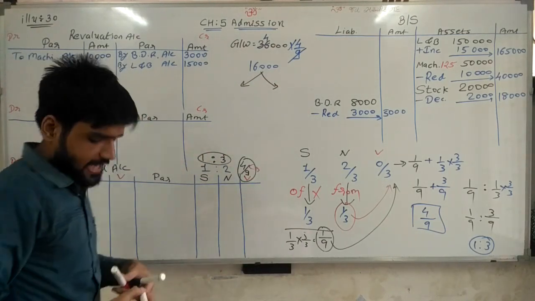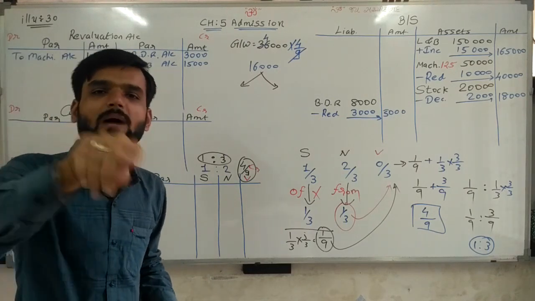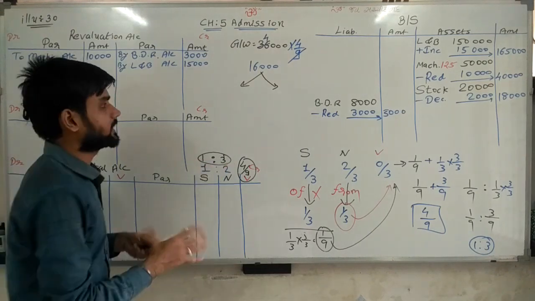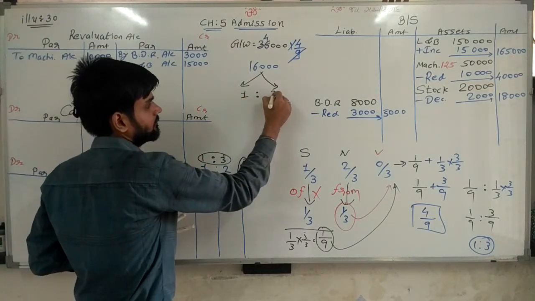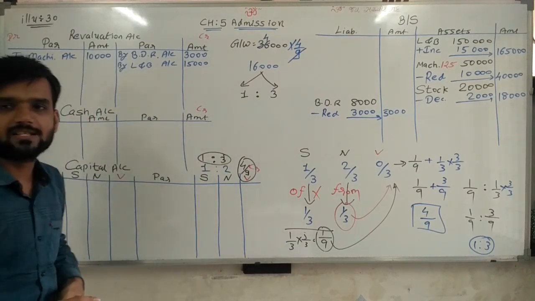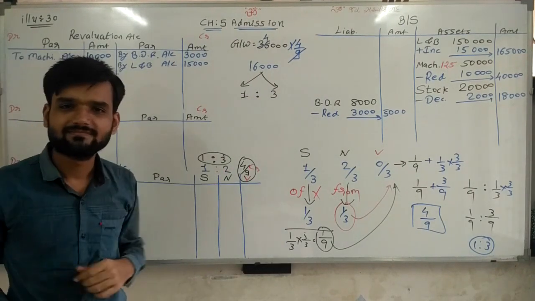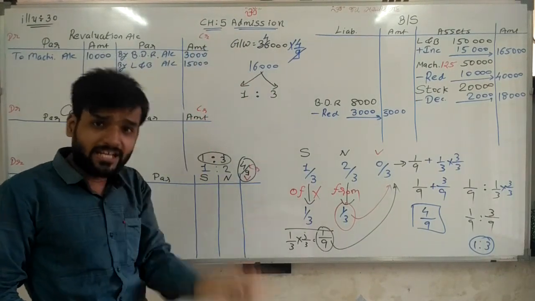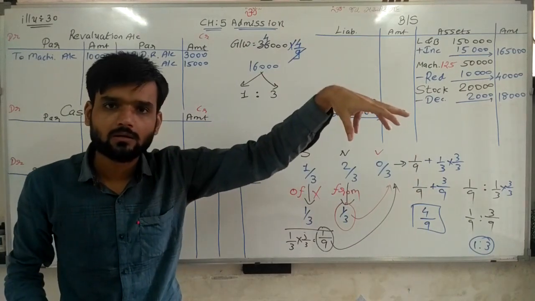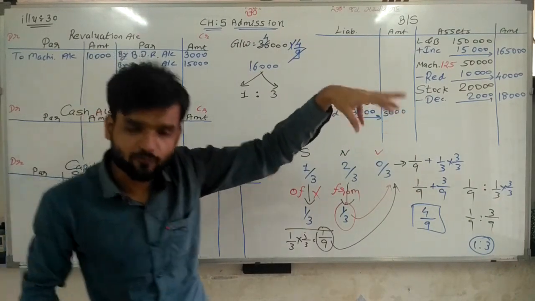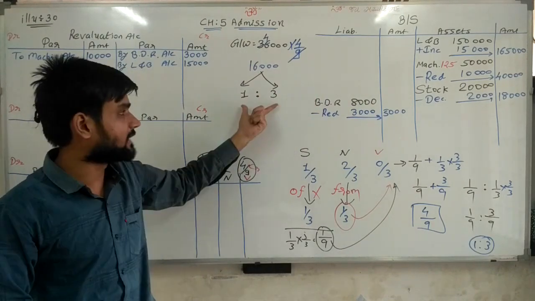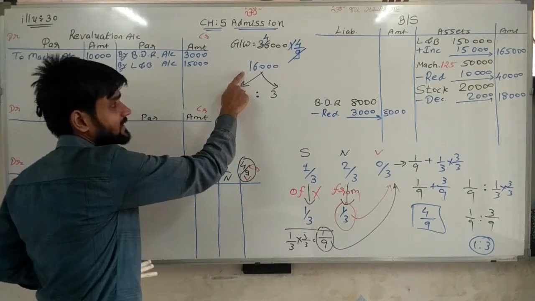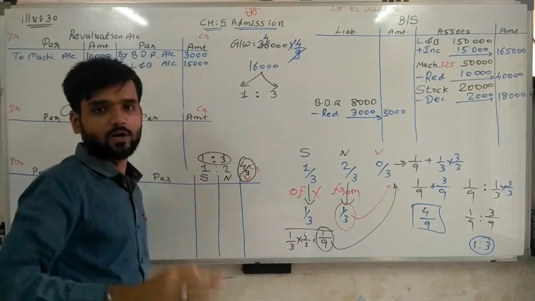Now this 16,000 he brings in cash, and this 16,000 we are distributing among the partners in their sacrifice ratio 1:3. Again I am repeating, in the new value of goodwill, whatever share of the new partner is distributed in the sacrifice ratio. So sacrifice 1:3.